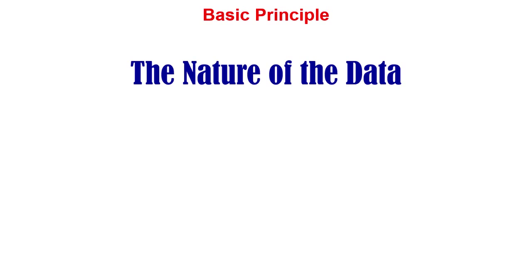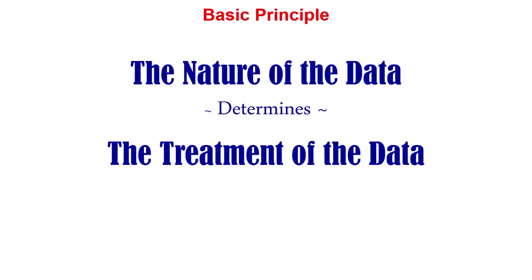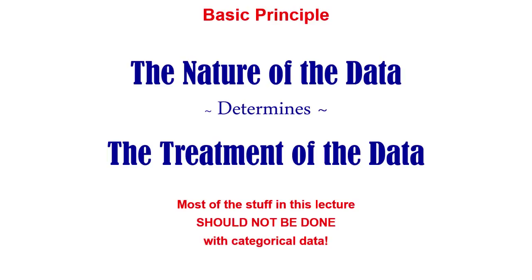So a basic principle that you need to be reminded of about 2,000 times, according to my slides, is that the nature of the data determines the treatment of the data. You can't get good answers from data unless you treat the data in a way that respects what it is. So most of what's in this lecture shouldn't be done with categorical data. Although there is an exception. Frequency tables can be done very nicely with categorical data.